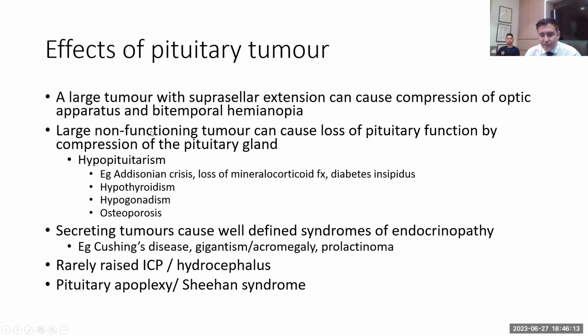Large non-functioning tumors can also cause impairment in pituitary function. They're not secreting anything, but they can compress the pituitary gland's functional parts and cause problems with ADH secretion. They can cause loss of steroid function, so loss of mineralocorticoid activity, diabetes insipidus. So what's diabetes insipidus? The condition where you're not producing ADH from your posterior pituitary.